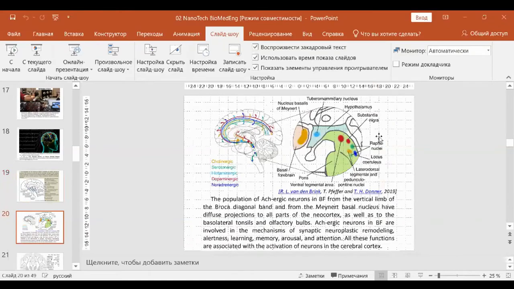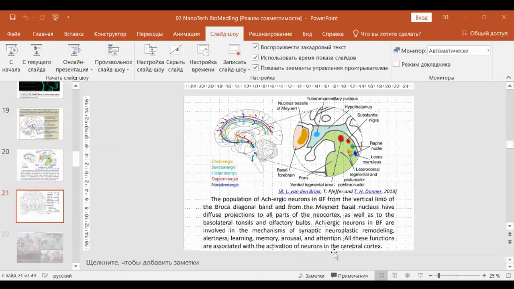The population of acetylcholinergic neurons in the basal forebrain, from the vertical limb of the diagonal band of Broca and from the basal nucleus of Meynert, have diffuse projections to all parts of the neocortex, as well as to the basolateral amygdala and olfactory bulbs. Acetylcholinergic neurons in the basal forebrain are involved in the mechanisms of synaptic neuroplastic remodeling, alertness, learning, memory, arousal, and attention. All these functions are associated with the activation of neurons in the cerebral cortex.